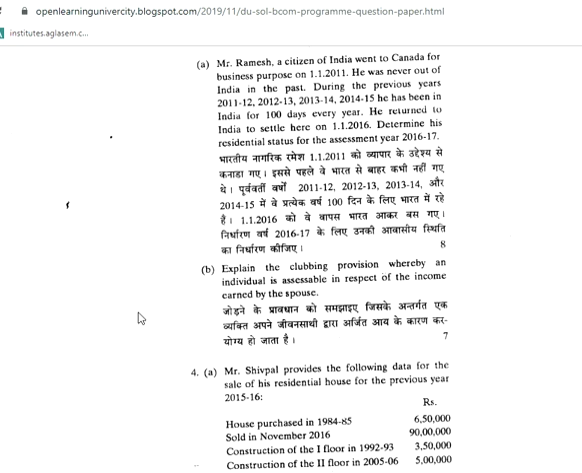Question 3 part B. List out the 5 incomes which are always taxable under the head income from house property, containing 5 marks. Now question number 3 is optional. There is also a question from Mr. Ramesh, a citizen of India. That question contains 8 marks, and part B, which is a theoretical question, contains 7 marks. Explain the clubbing provision whereby an individual is assessable in respect of the income earned by the spouse.